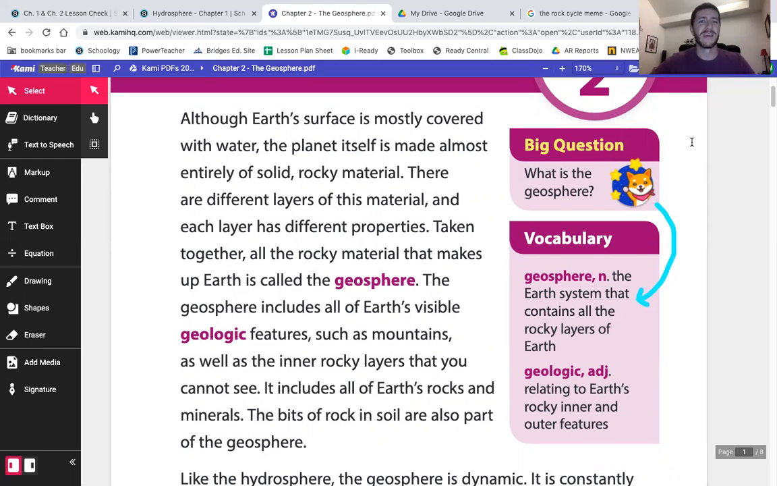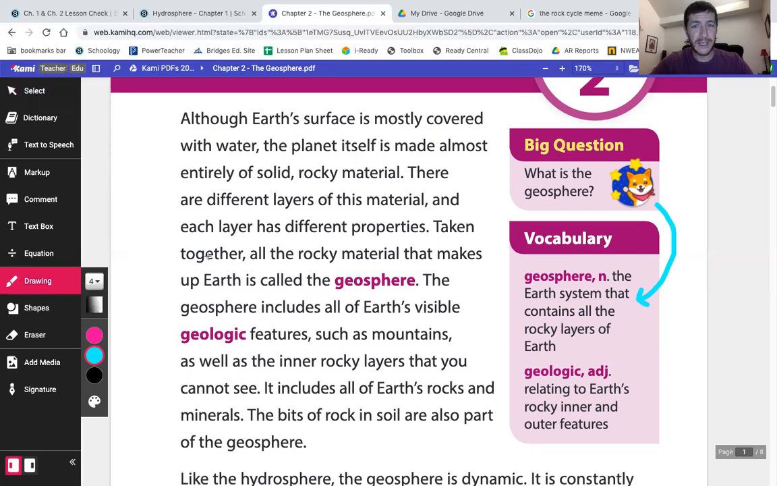So although Earth's surface is mostly covered with water, the planet itself is made almost entirely of solid rocky material. There are different layers of this material, and each layer has different properties. Taken all together, all the rocky material that makes up the Earth is called the geosphere. That literally just answered my question right there.